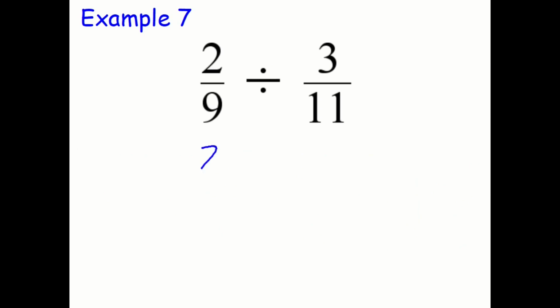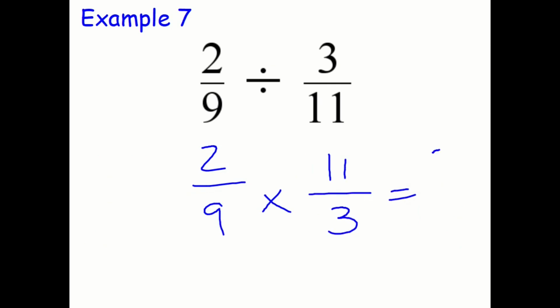Example 7, keep, swap, flip. 2 times 11 is 22. 9 times 3 is 27.